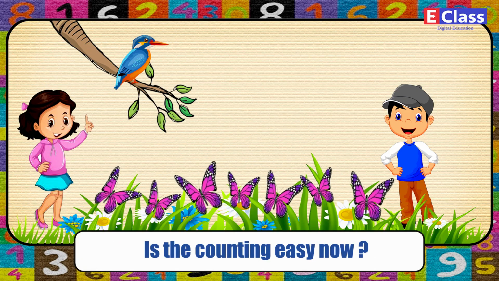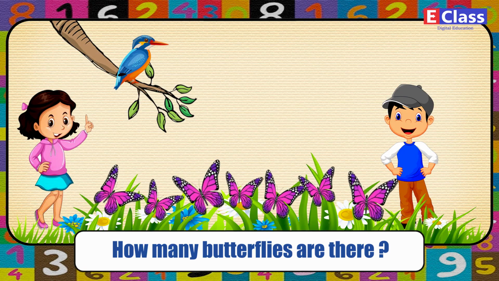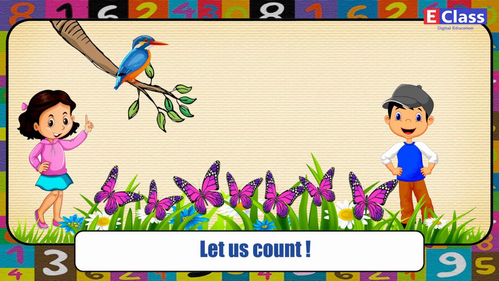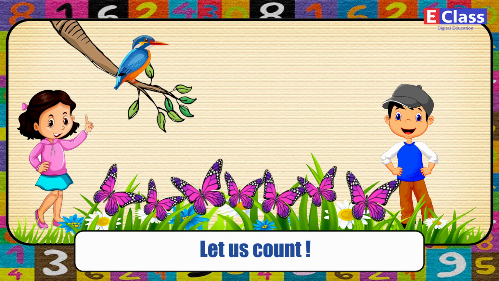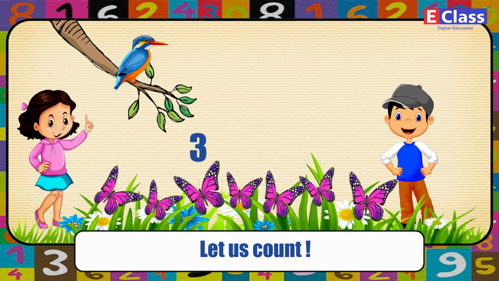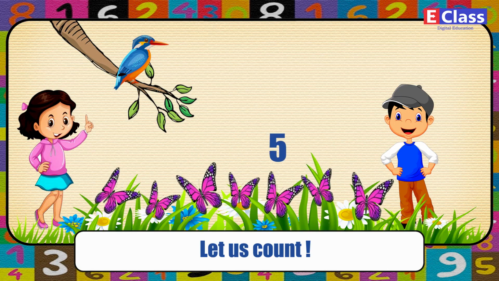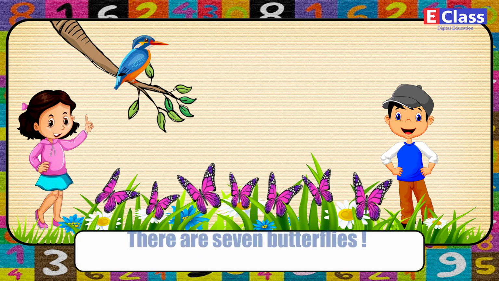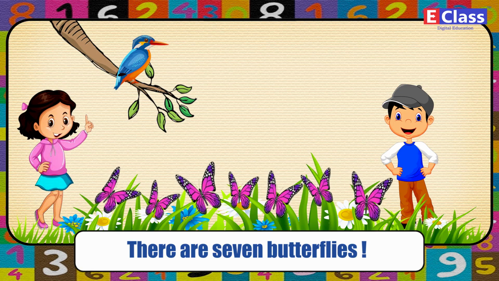Is the counting easy now? How many butterflies are there? Let us count. 1, 2, 3, 4, 5, 6, 7. There are 7 butterflies.